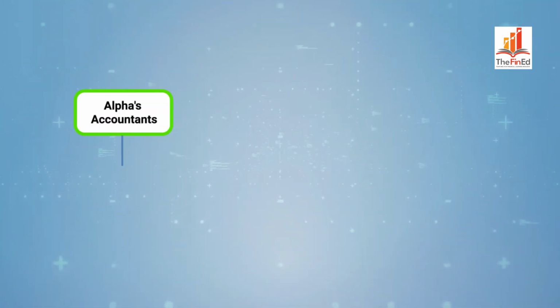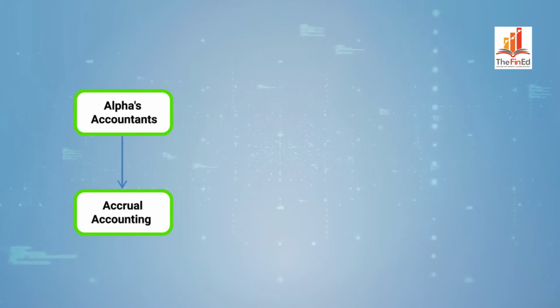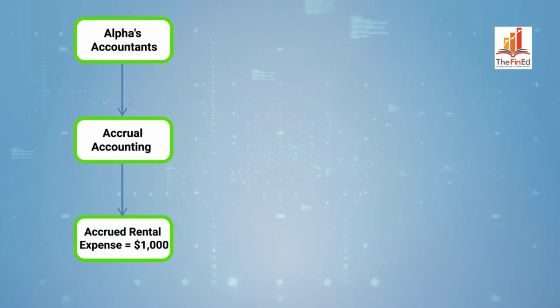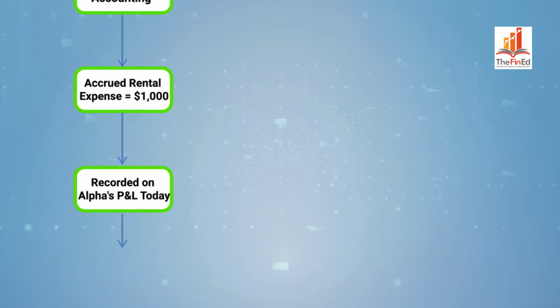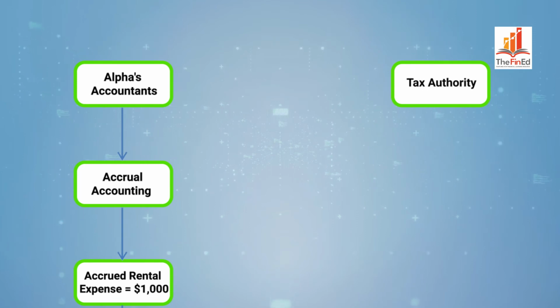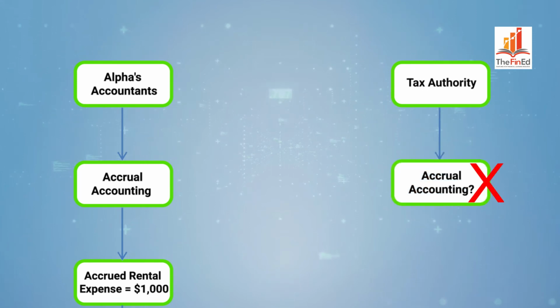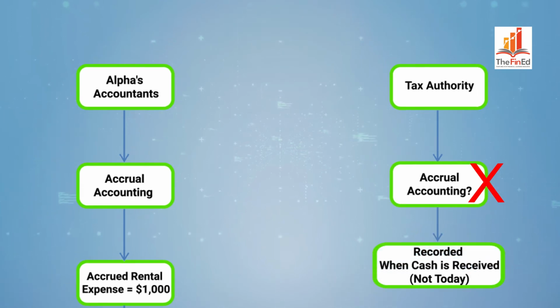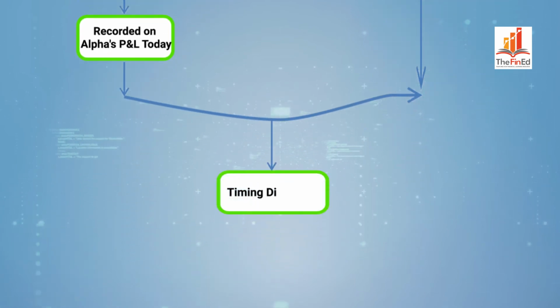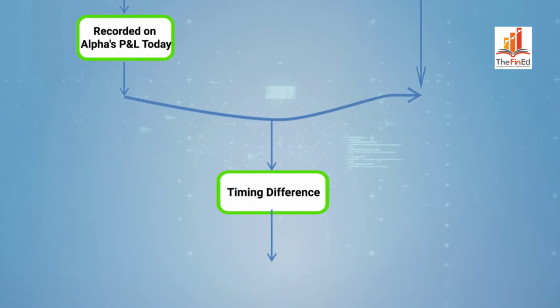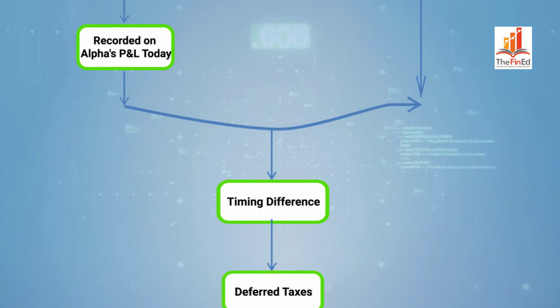Now, Alpha's accountants have used accrual accounting and have determined that the accrued rent comes to $1,000, which is the figure reported on P&L. However, around the world, tax authorities do not follow accrual accounting to construct their P&L and further to calculate the tax charge. They follow their own rules. This results in a difference often between the taxes being reported in the two statements.